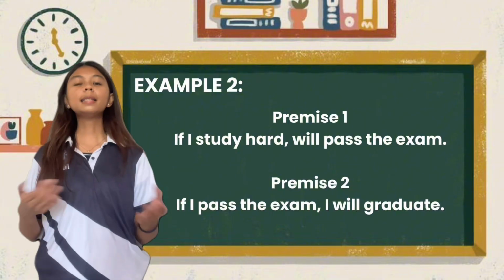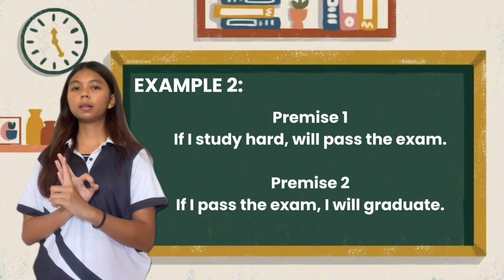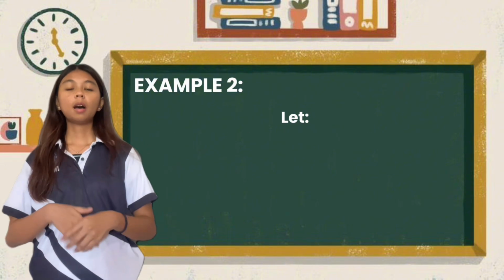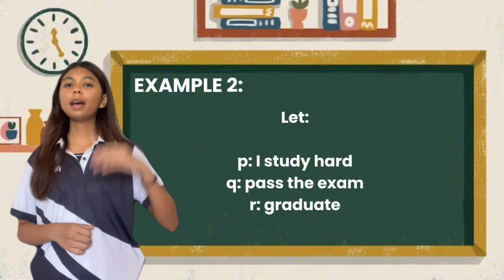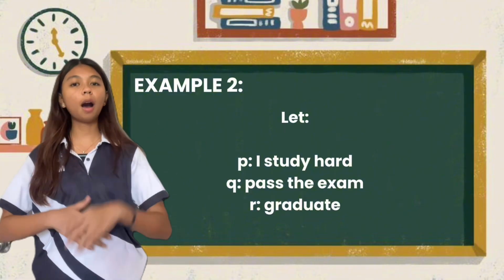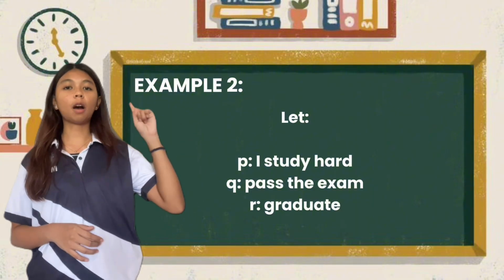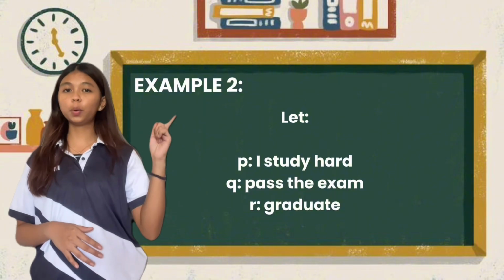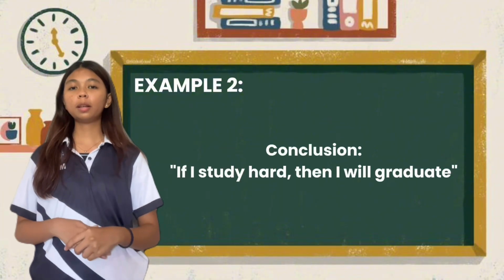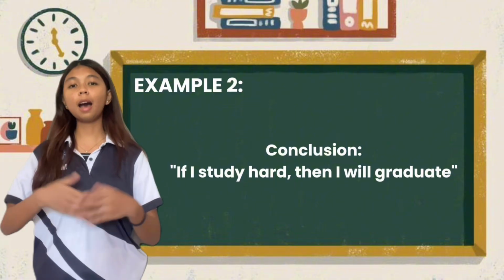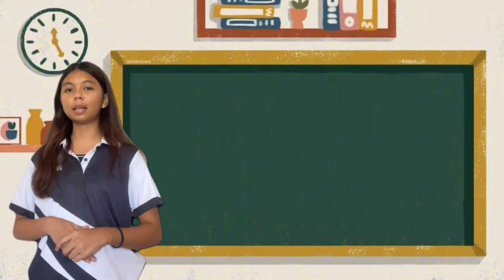And now, let's identify what is our P, our Q, and our R. So what is our P? Our P is, I study hard. And our Q, I pass the exam. And our R, I graduate. So we are given P then Q, and Q then R. So therefore, we can conclude that if I study hard, then I will graduate. So that is how hypothetical syllogism works.